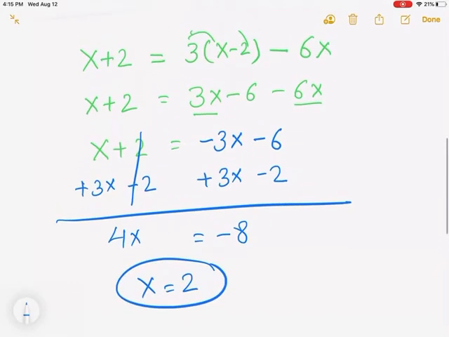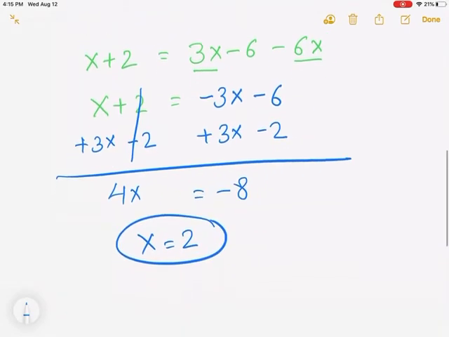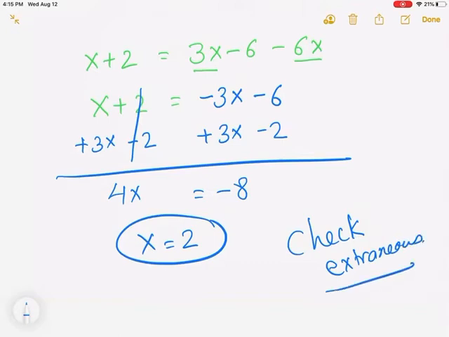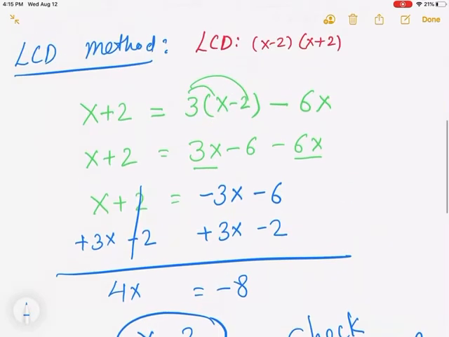Now, I already got my answer, but now it's time to check. So we check for extraneous solutions. There's a shortcut, but there's a long way. The long way is you can literally take this number, plug it into the original equation, and see if both sides are equal or not. Here's the shortcut, because I know not everybody's going to be a fan of the long way.